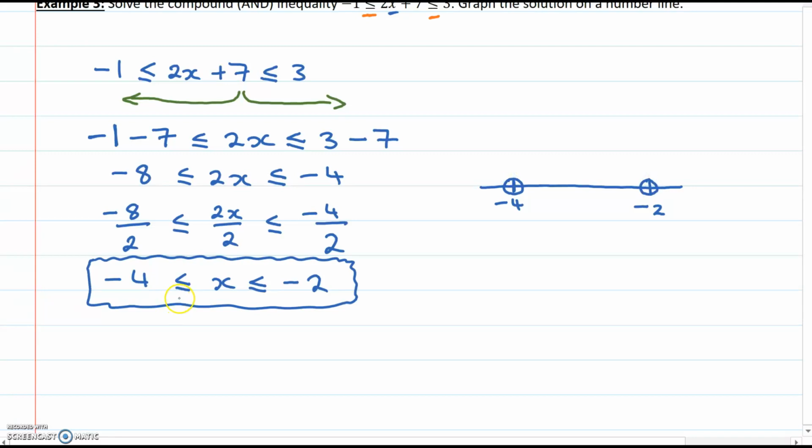Now, at -4, we have the "or equals", so we're going to shade in at -4. We're going to color in the circle at -4. At -2, we also have the "or equals", so for both of these dots, we're going to color them in. Okay? Now, it could be that one of them or neither of them gets colored in. Okay? And then the x is in between these. The x is in between these, so we just shade in between them. Okay? And there is our answer.